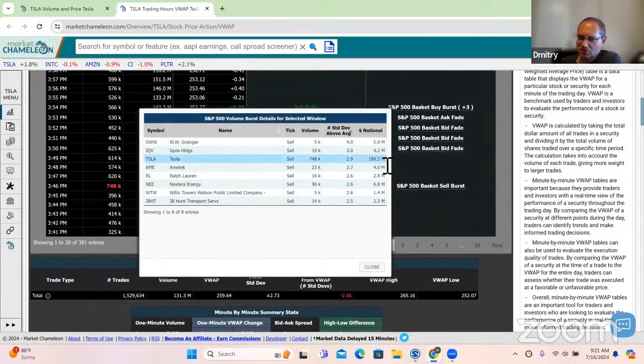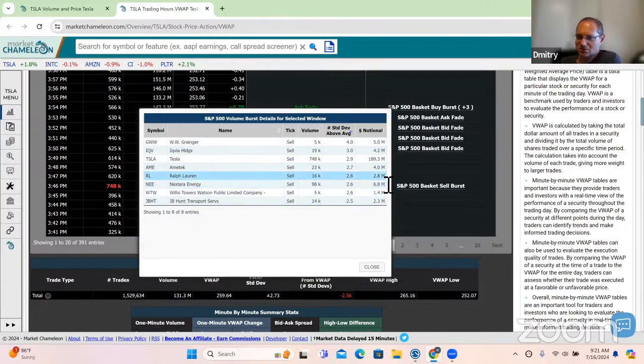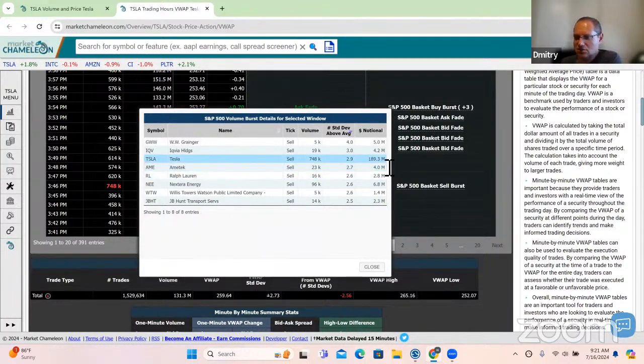But you could see here, Tesla, $189 million worth of stock traded. These are like 5 million. And these, keep in mind, are smaller stocks. So a sell burst in, say, Ralph Lauren is much different than one in Tesla, that's whatever, $1 trillion or whatever Tesla is right now. So let me close that.